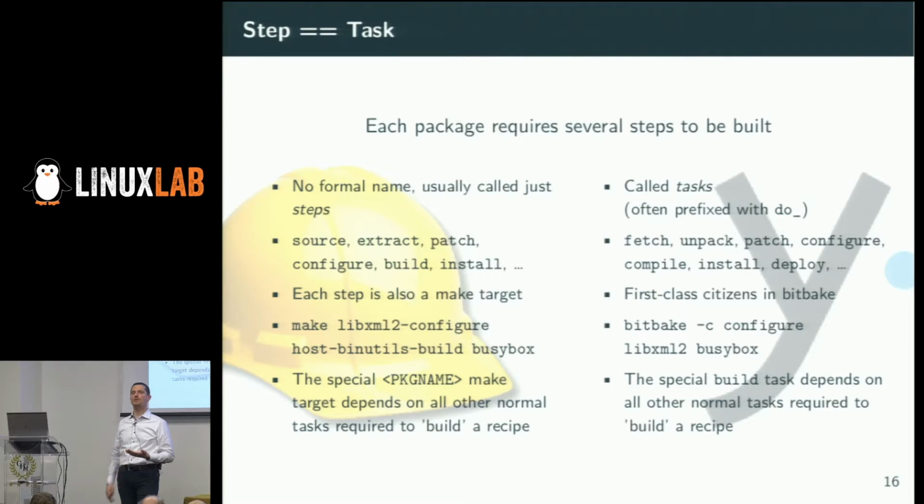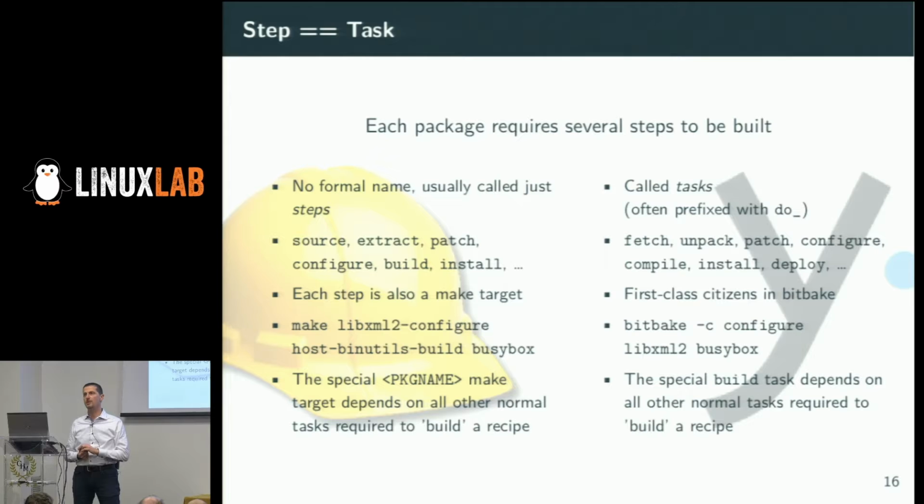Each of the steps needed to build a package is called a task in Yocto. In Buildroot, there is no strong naming convention. It's just called task usually. And in Buildroot, these steps, they're called steps. In Buildroot, each step generates also another make target. So you have libxml2-configure, source, install and so on. And so you can run up to a specific step of each package.